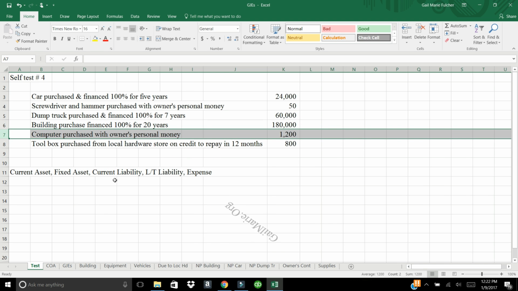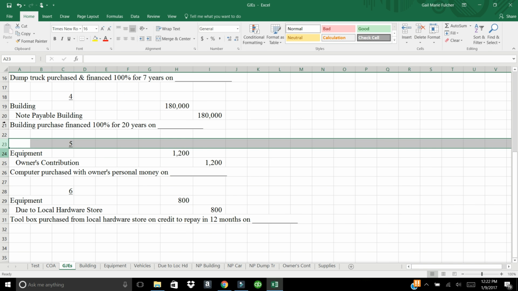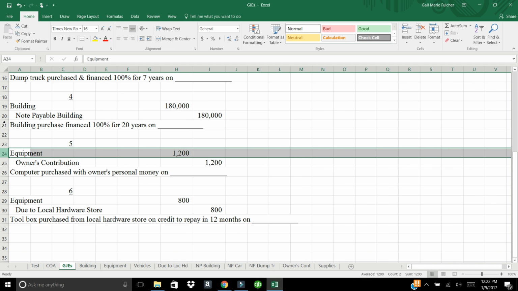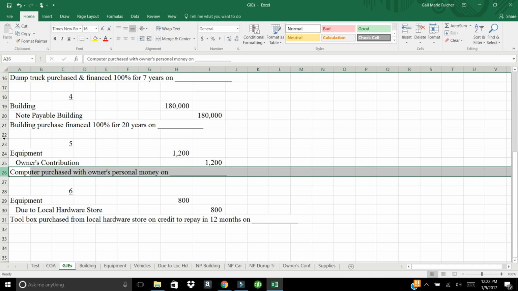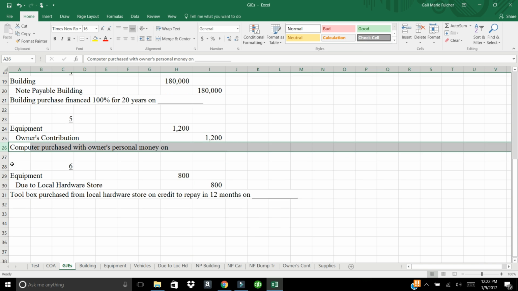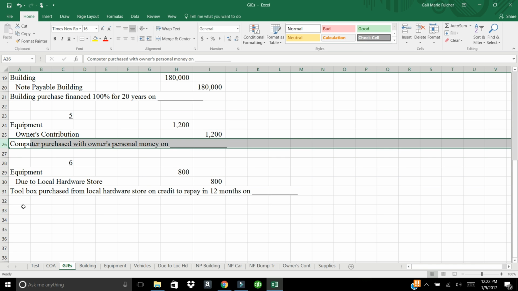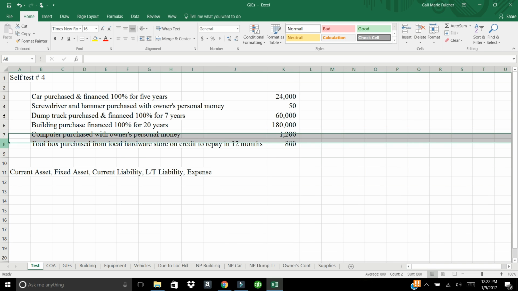And that is a computer purchased with the owner's personal money. So we come back over here. Our debit is to equipment, $1,200. The credit goes to owner's contribution because that's in the equity section and that receives a credit. And our description is computer purchased with owner's personal money on whatever date you chose. Then number 6, let's take a look at number 6.